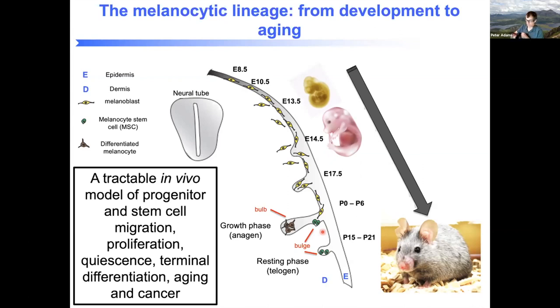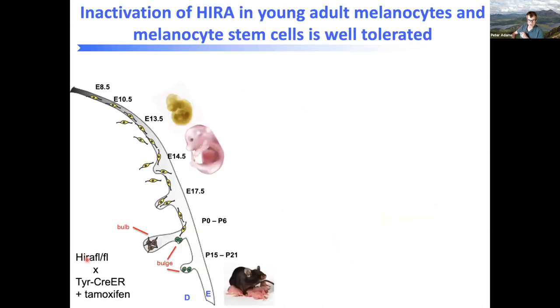So given that at the time we didn't really know much about HIRA's function, this seemed like a good model to begin investigating. And so the first thing that Farah did was to cross a conditional null HIRA allele that we'd made and previously published, crossed it to a tyrosinase Cre-ER, which on the addition of tamoxifen allows tissue-specific recombination and inactivation of HIRA specifically in the melanocytes and the melanocyte stem cells. And so what she did was isolate the melanocytes from newborn mice treated with tamoxifen. And you can see when she does that, there's efficient recombination and inactivation of HIRA.